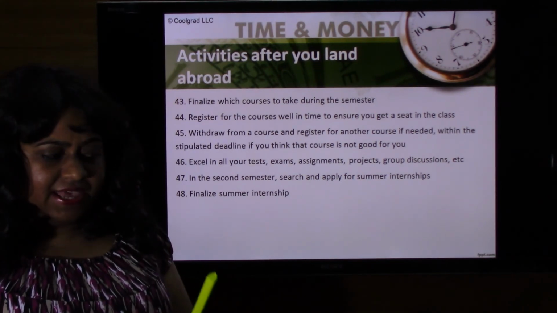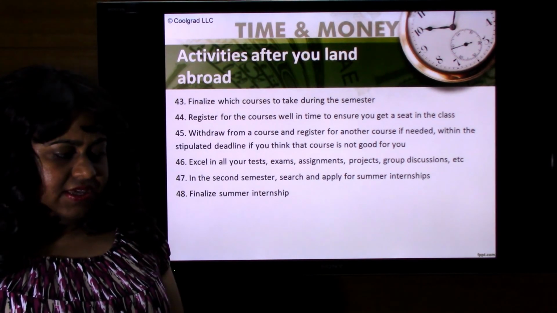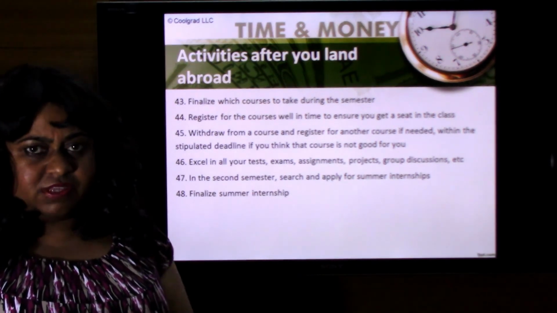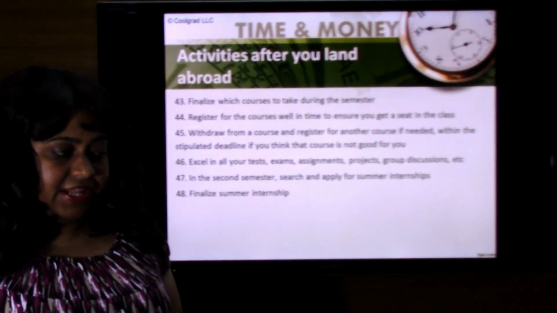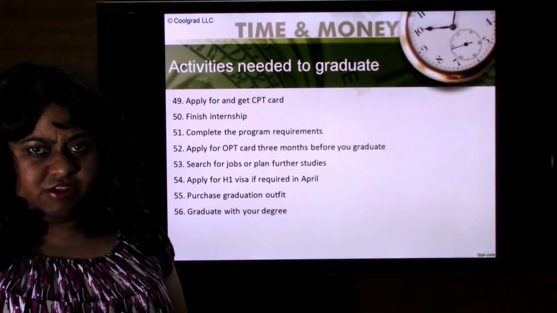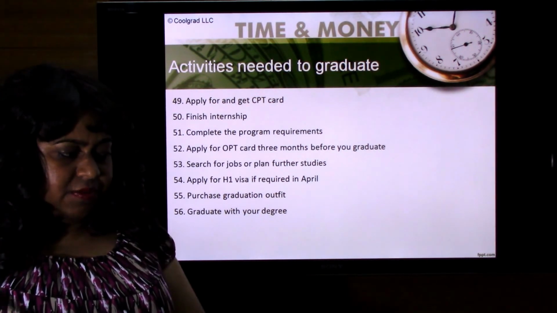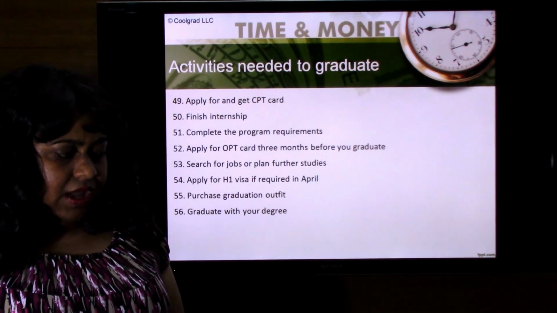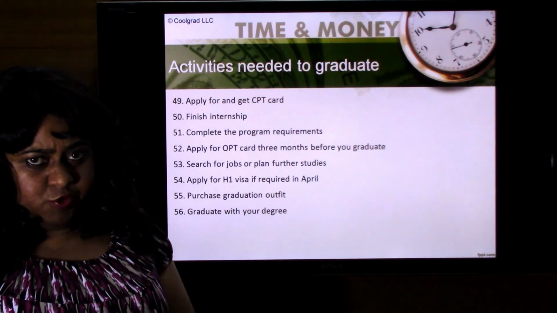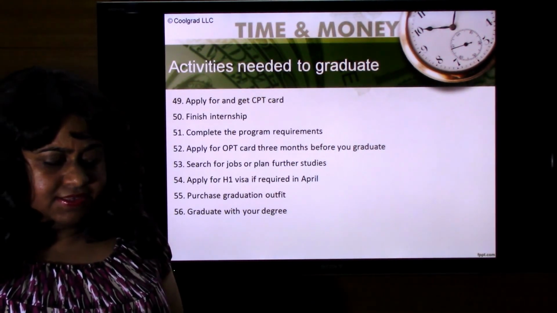Excel in each of your tests, exams, assignments, projects, group discussions, or activities. In the second semester, search and apply for summer internships. Finalize your summer internship. Apply and get a CPT card if you need to go for an internship. Finish your internship. Complete the program requirements. Apply for OPT card 3 months before you graduate. And then search for jobs or plan further studies.